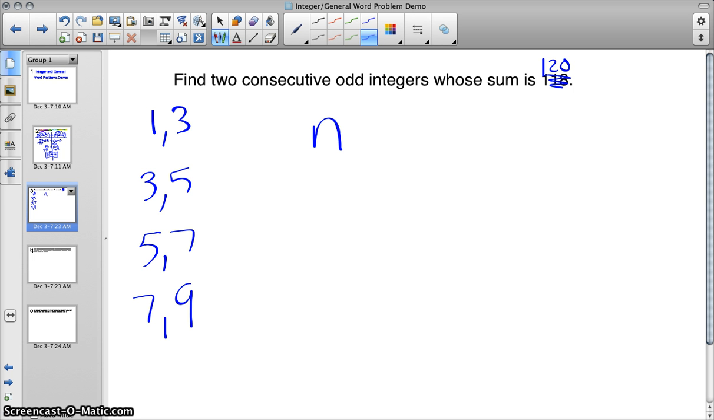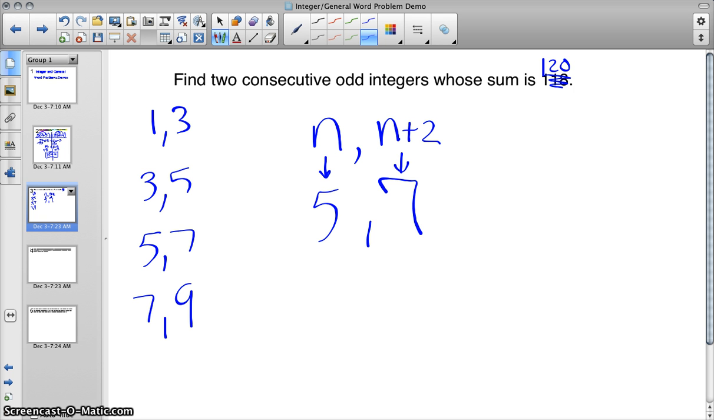So the first consecutive number I'm going to call n. I could have used a, I could have used x, whatever I wanted to. I use n just because it's number. If this is the first one, let me go back to my example of 5 and 7. If n is 5, what do I need to do to n to get to 7? How about just add 2? So if n was my first consecutive odd number, n plus 2 would have to be my second.